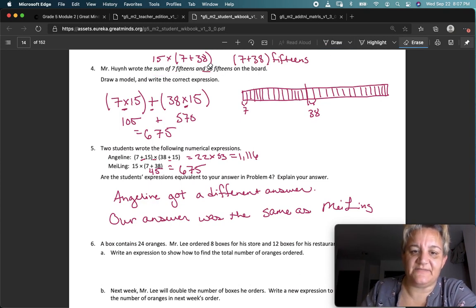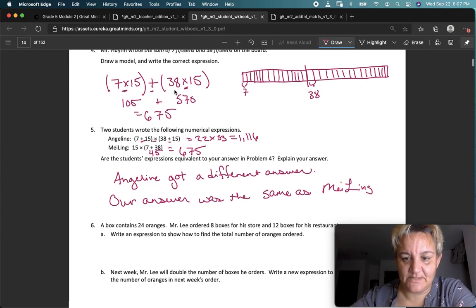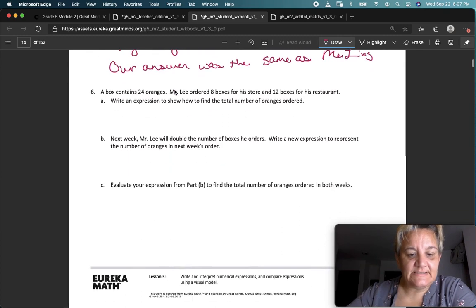So Mei Ling just wrote it a little differently, but she got the same answer that we did. Which is so cool about math, is you can move those numbers around and you can still get the same answer as long as you don't change the multiplication and addition and subtraction and division signs, right? So, number 6.